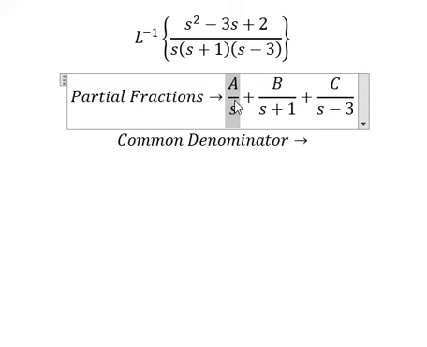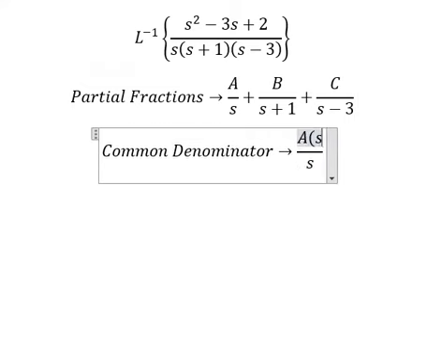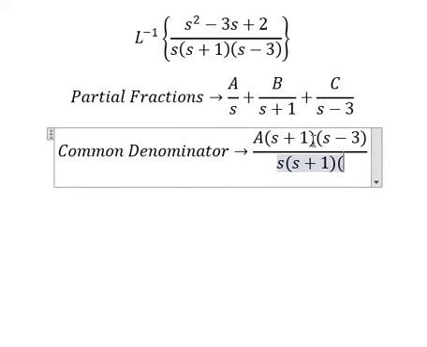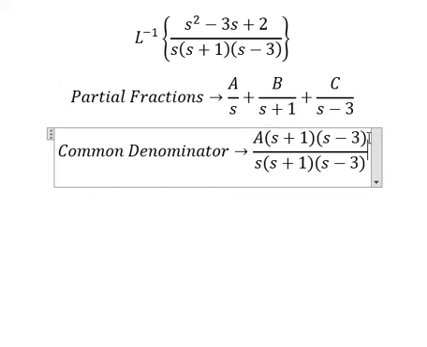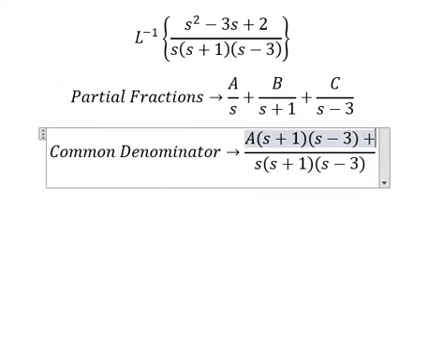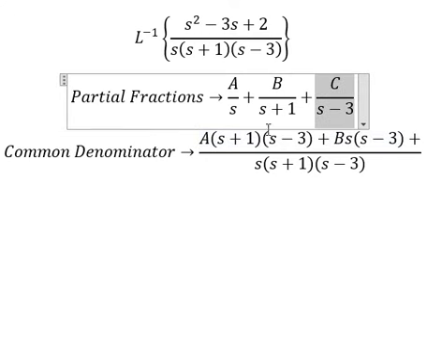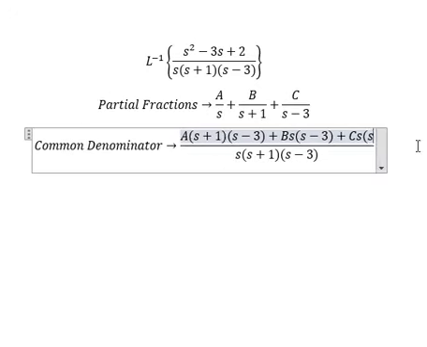So about this one, it is missing s plus 1, s minus 3. So we multiply in here. About B, it is missing s and s minus 3. We multiply by s and s minus 3 in here. About this one, it is missing s and s plus 1. So C multiply by s and s plus 1.